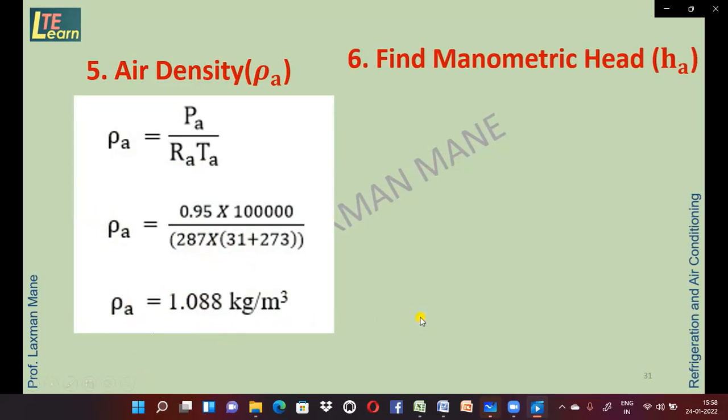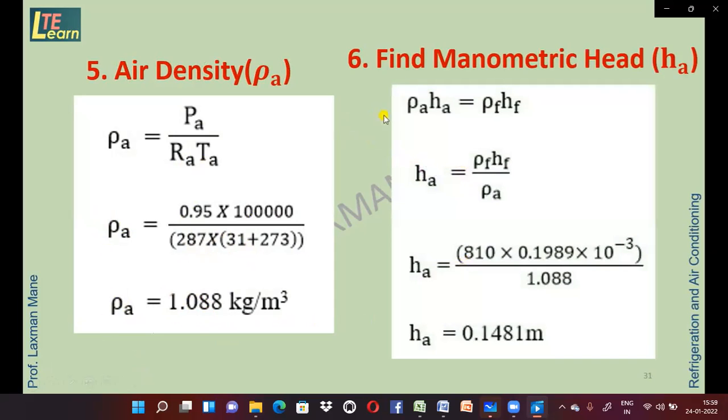Manometric head in terms of air column. To find this, we use the concept of fluid mechanics. In fluid mechanics, pressure is equal to the product of rho into g into h. So we can write rho g h for the air column and the fluid column. In this case, on both sides the term g, acceleration due to gravity, cancels. So remains rho A HA equals rho F HF. Arranging this equation in terms of HA, we find rho F HF divided by rho A.